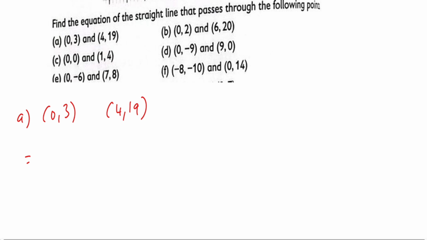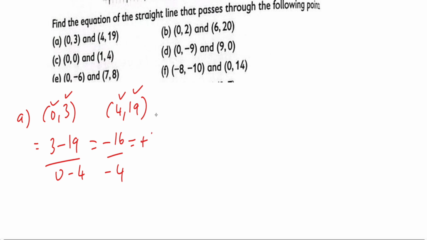Now we say the first step is to find the gradient, and the gradient is given by changing y over changing x. So let's take 3 minus 19 over 0 minus 4. And this one gives you minus 16 over minus 4, which is plus 4. 3 minus 19 is negative 16. 0 minus 4 is negative 4. But we haven't solved anything yet.